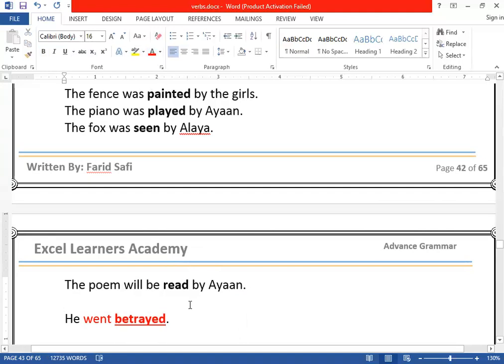So the functions of the past participle: number 1, adjective. Number 2, tenses. Number 3, passive. And the fourth one, it can also function as an adverb. Is it clear to all of you? All right.